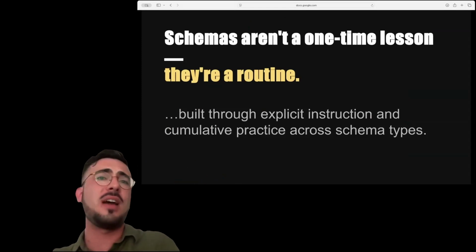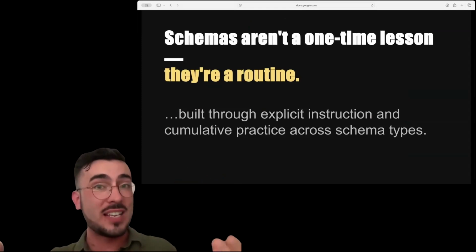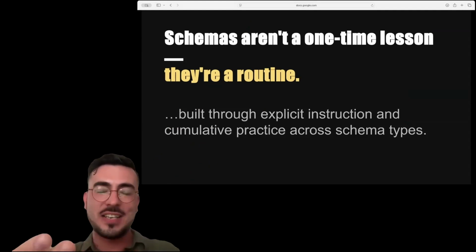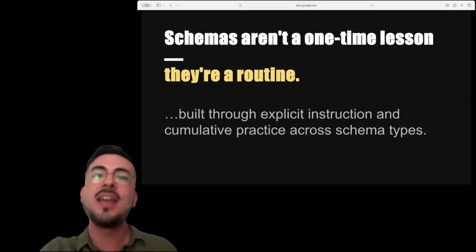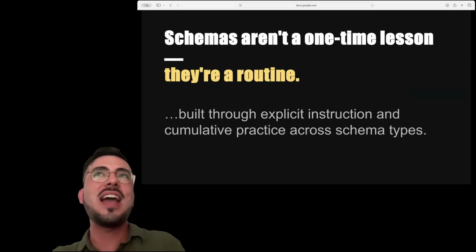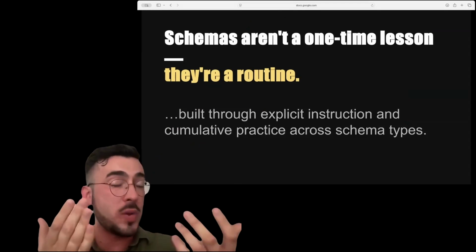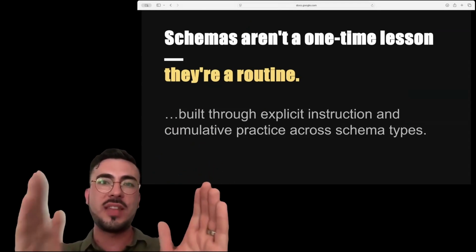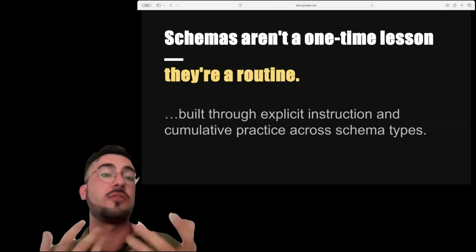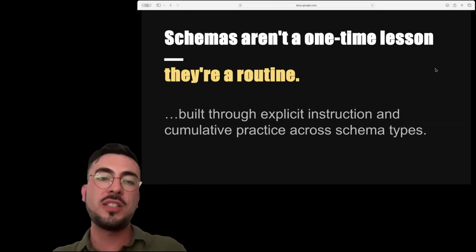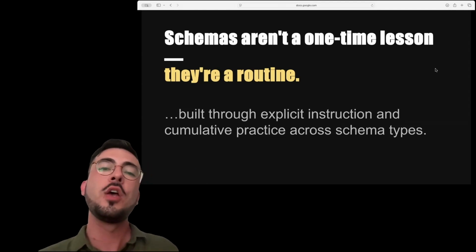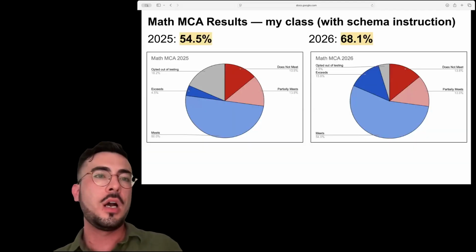So, that's really what I would end on. Schemas are not a one-time lesson. It's not something you cover in 30, 40 minutes like I did here. That's not how you're going to do it with kids, right? It's a routine. For me, I introduced maybe one schema a week, right? We do total for a week. They build a little bit of fluency with that. Next week, I'm going to introduce difference problems, right? So through explicit instruction and cumulative practice across schema types, you can build that.